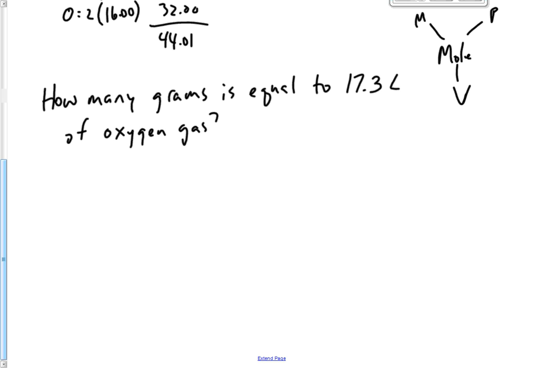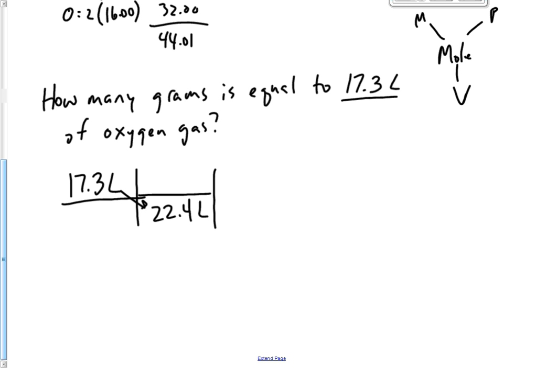Now nothing changes. We're going to start with 17.3 liters because that's what we're given. Immediately we have to put liters in the chamber below, in the next section at the bottom. So our conversion factor is 22.4 liters per 1 mole. Our liters divide out, and we're left with moles. We immediately put moles in the next chamber at the bottom.